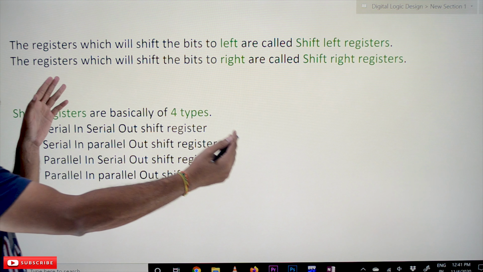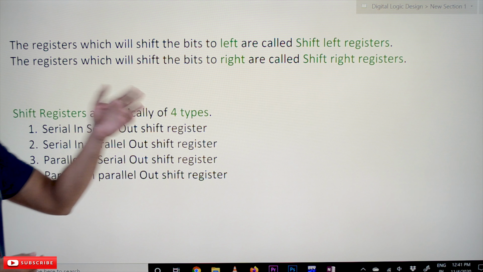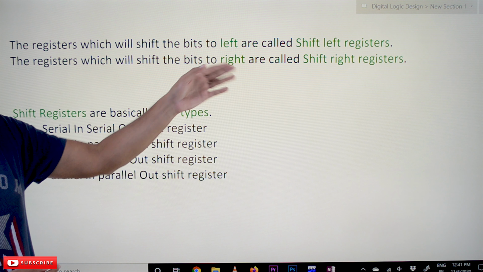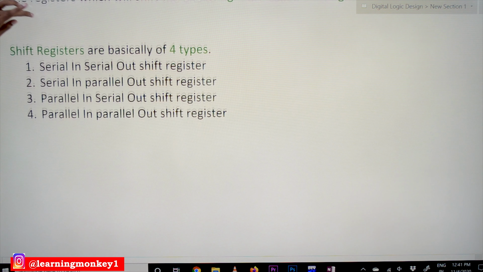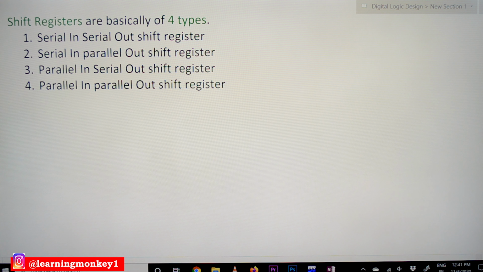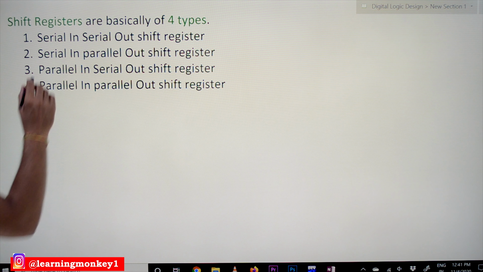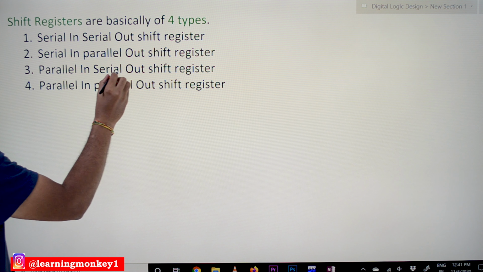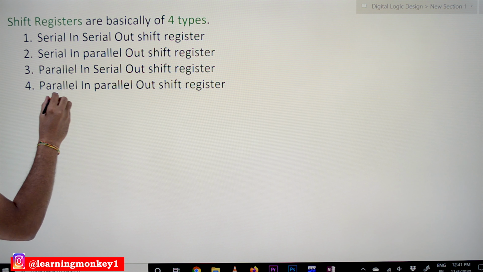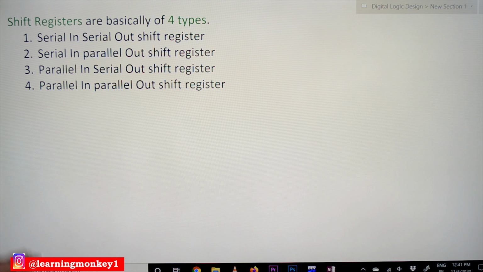And the registers which shift the bits to the right, we call them shift right registers. So the different types of shift registers that are available are serial in, serial out register; serial in, parallel out shift register; parallel in, serial out shift register; parallel in, parallel out shift register.